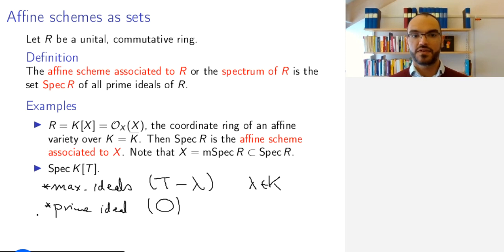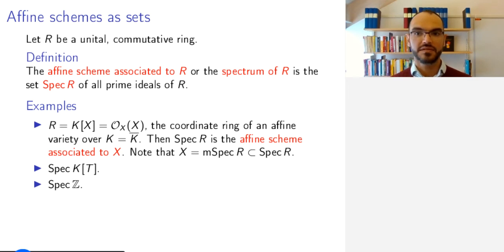And in terms of varieties, k[t] is the coordinate ring of the affine line. So here we have the points of the affine line as a variety. They are points of our scheme. And also the prime ideal 0, which corresponds to the whole variety because it's irreducible, is also a point in our scheme.